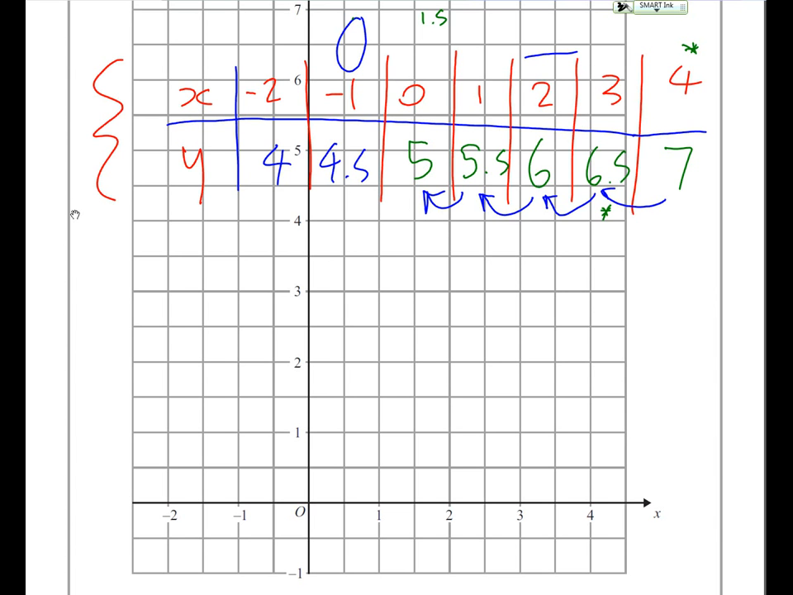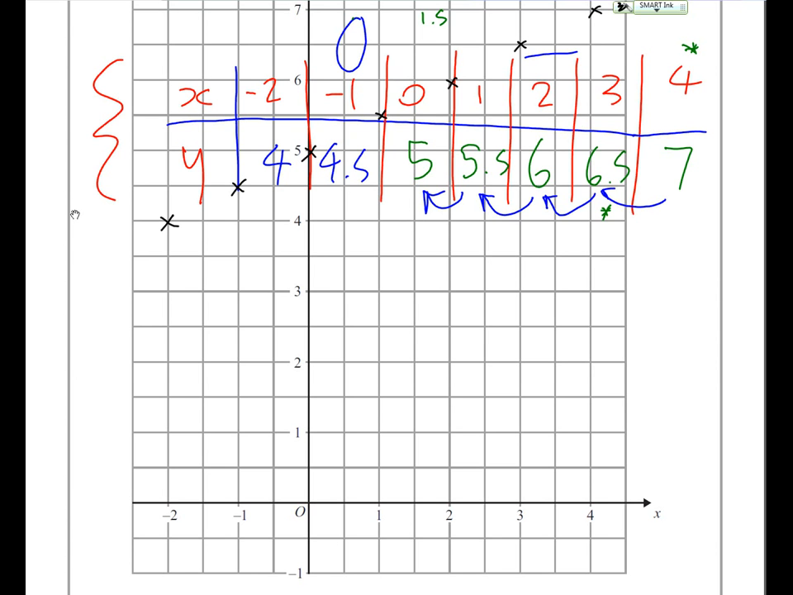-2 goes to 4, -1 goes to 4.5. 0 goes to 5. Sorry, we're on 1. Yeah, we are on 1. 1 goes to 5.5. 2 goes to 6. 3 goes to 6.5. 4 goes to 7.